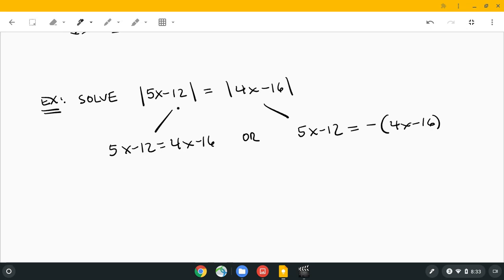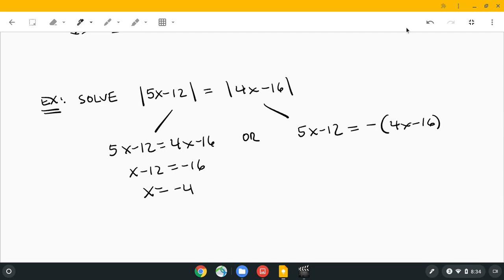5x minus 12 equals the positive version of this, 4x minus 16. And 5x minus 12 equals the negative version of that. Okay, and then you just solve each one. So over here, I have x's on both sides, so I am going to choose to subtract 4x on both sides. And then I'm going to add 12 on both sides. So I get x equals negative 4 here.